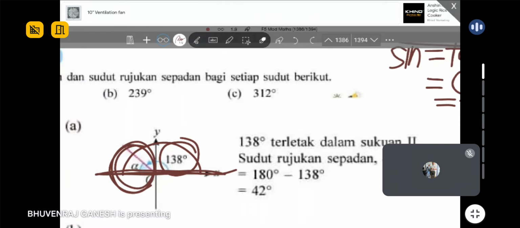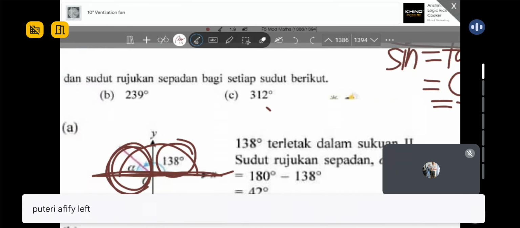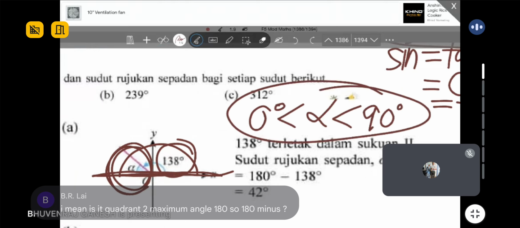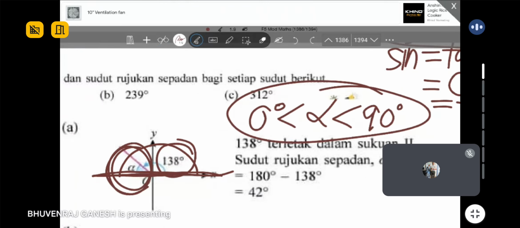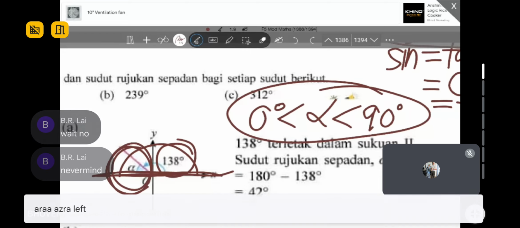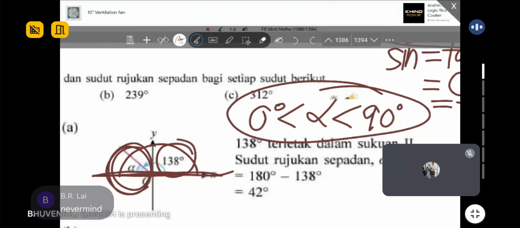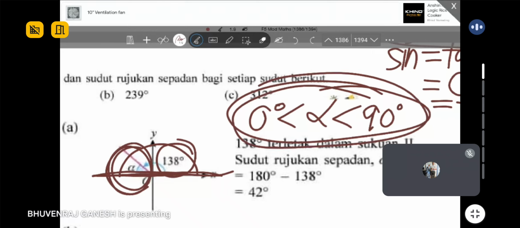Okay guys, one more thing you all must take note. Alpha ni kena selalu dalam julat ni. Take note guys, your reference angle must always be an acute angle. Very important. Sudut rujukan hanya boleh sudut tirus sahaja. Tak boleh yang lain. So always make sure bila kira sudut rujukan ni, jawapan kamu kena dalam julat ni. Okay, your answer must be in this range.